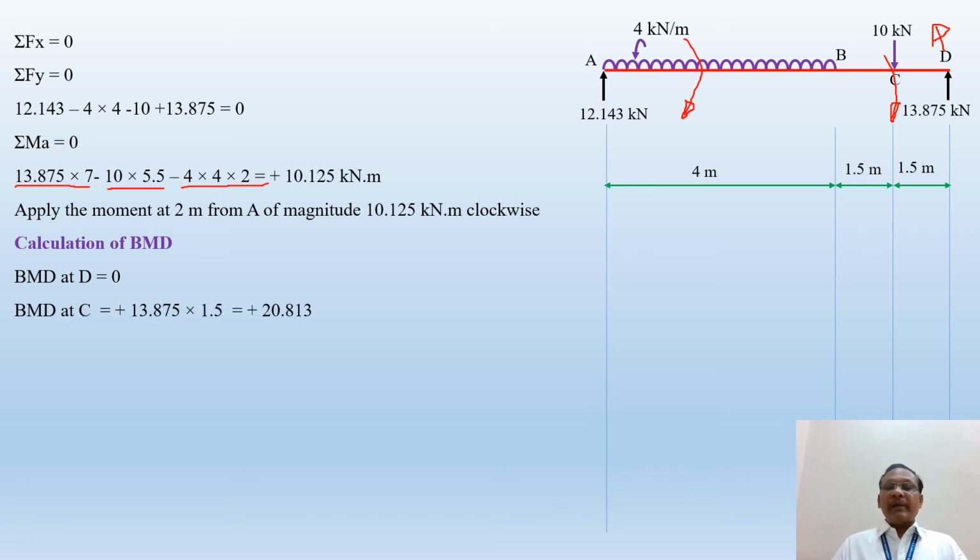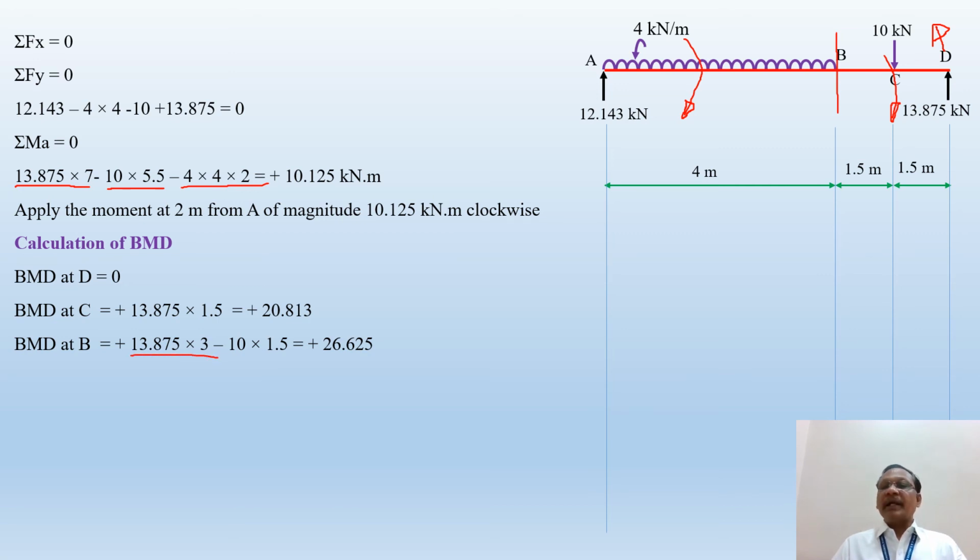Then let us calculate the bending moment ordinates. So bending moment at D is equal to 0. Bending moment at C is equal to 13.875 into 1.5. It will create an anti-clockwise moment, so that's why it is positive. So you'll get it as 20.813. Then bending moment at B is equal to, I have taken a section here, so 13.875 into 1.5 plus 1.5, it becomes 3. So 13.875 into 3, anti-clockwise positive, I have written here.